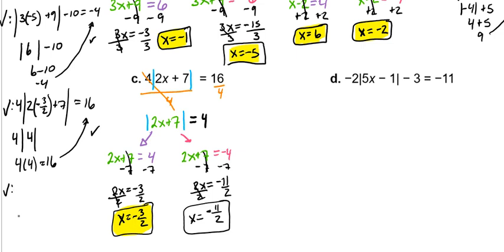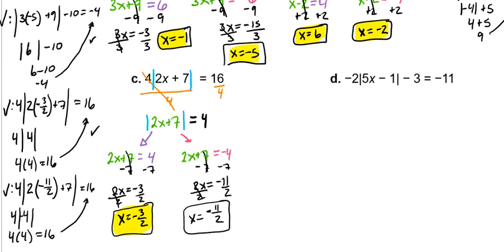And now let's check our other one. So 4 times the absolute value of 2 times negative 11 over 2 plus 7, and that should equal 16. So we're going to have 4 times the absolute value of something, and here we're going to end up getting a negative 4. And the absolute value of negative 4 is 4, and 4 times 4 is 16, and those match. And so x equals negative 11 over 2 is also a solution. Let's do one more problem.